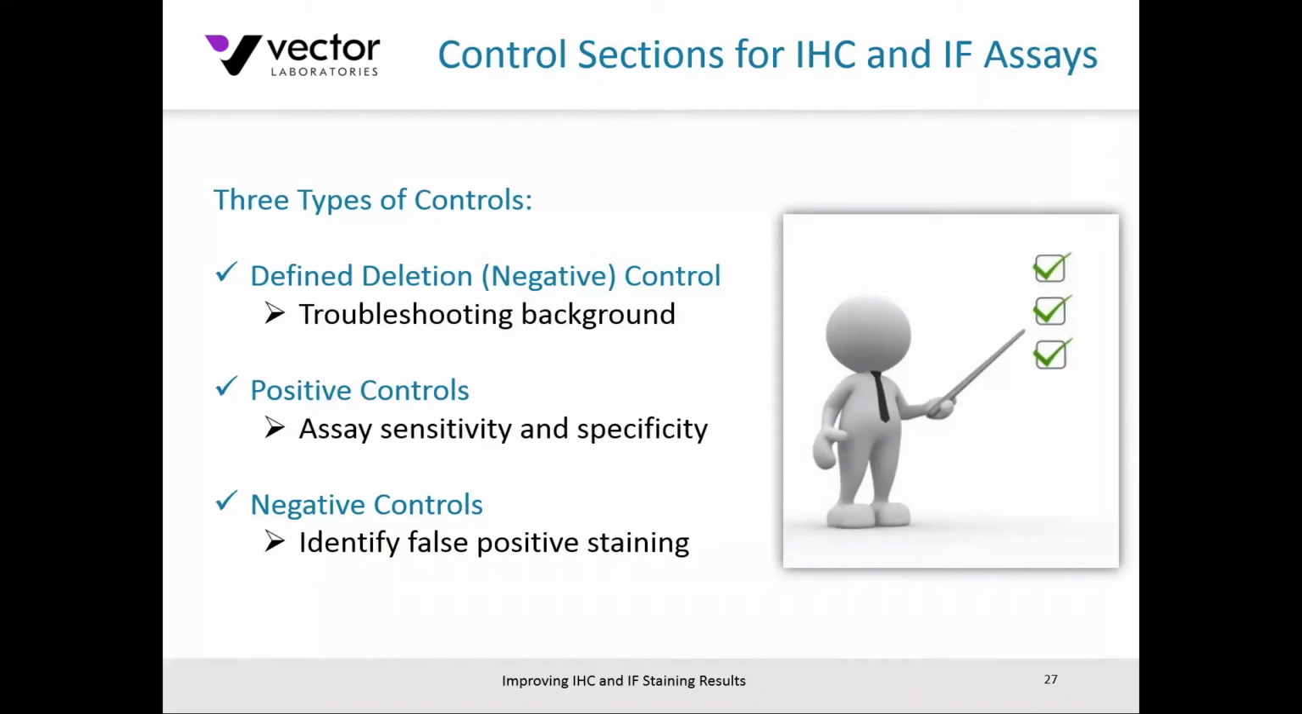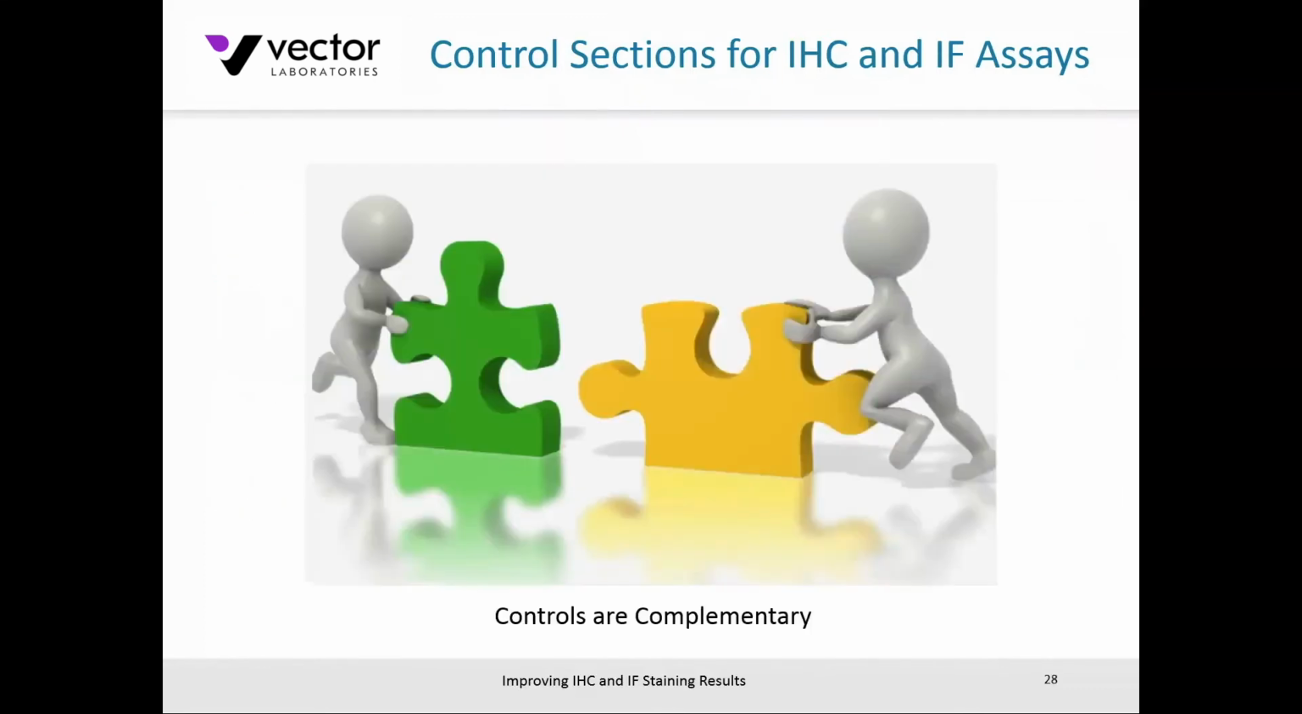Positive controls are associated mostly with assay sensitivity and specificity. Is everything working as I expect it to? And then the negative controls identify false positive staining that could be arising from any part of the detection system, actually. At this point, I'll just pause for a moment and say, I field inquiries from investigators all too frequently that apply these positive and negative controls inappropriately or infrequently.